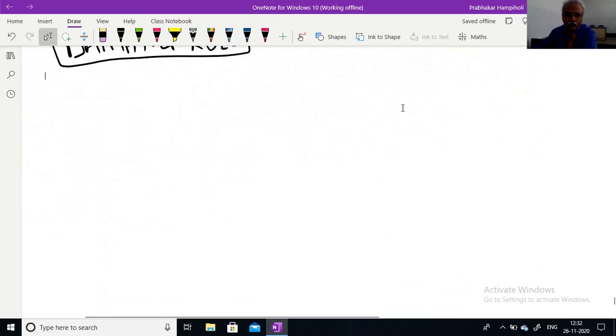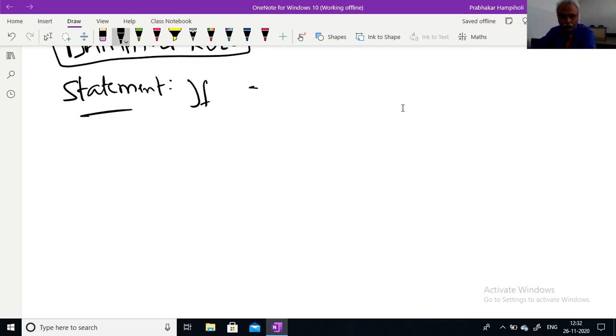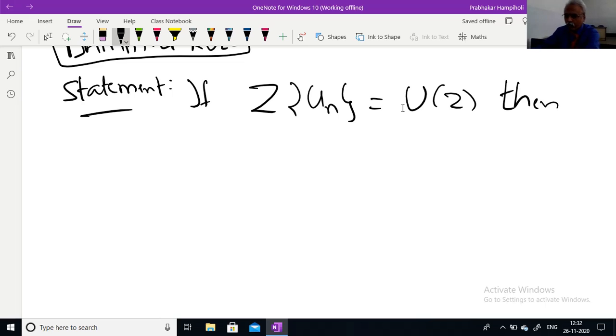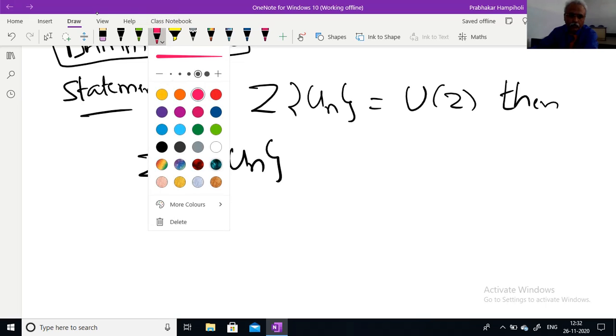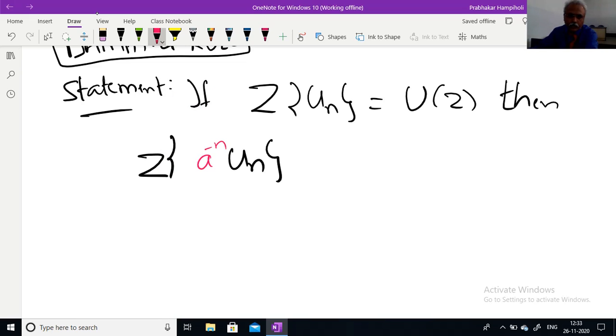So already we have written it, but in a better way. The statement of this damping rule or theorem goes like this. If the z transform of a function of n is some function of z, then the z transform of a raised to minus n times that function of n equals, it doesn't remain as z. This results in multiplication: z will change to az.